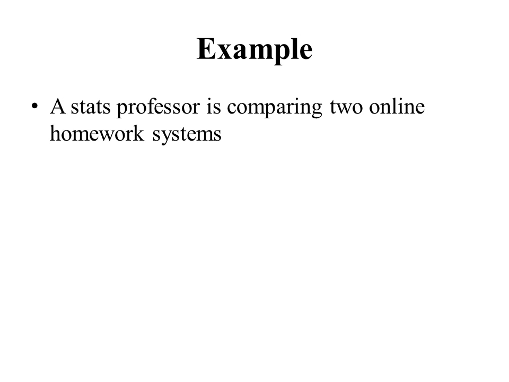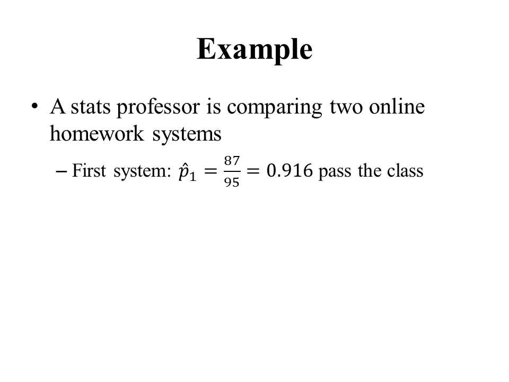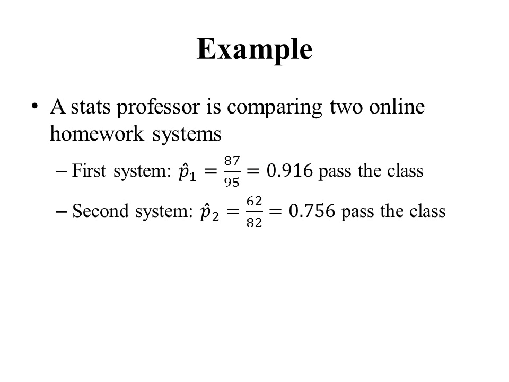So consider a scenario of a statistics professor who is trying to compare two online homework systems. She lets 95 students use the first system, and out of those 95 students, 87 pass the class. And so that means about 91.6% of the students in this sample pass the class. Then she lets 82 students use the second system. 62 of them pass the class, and so that means about 75% of students who use the second system pass the class.